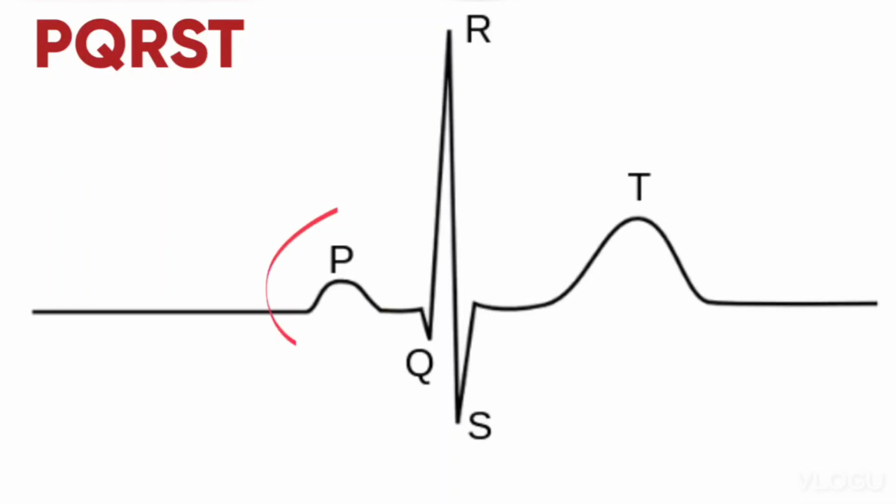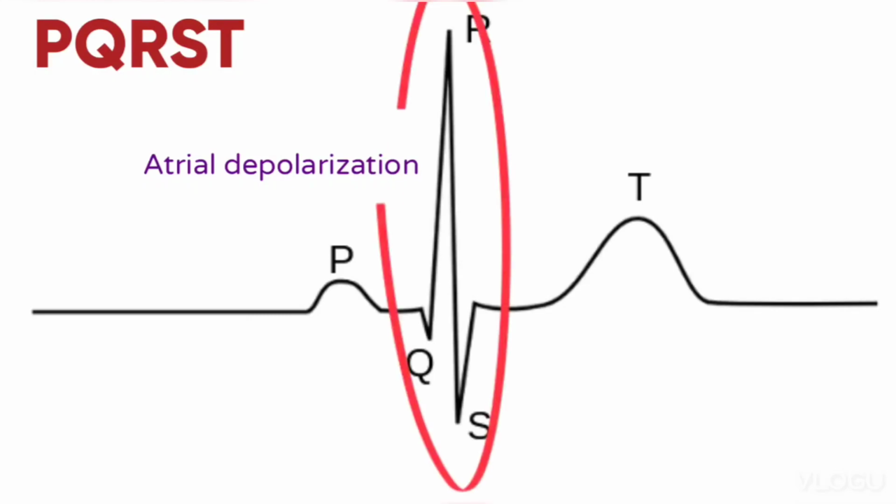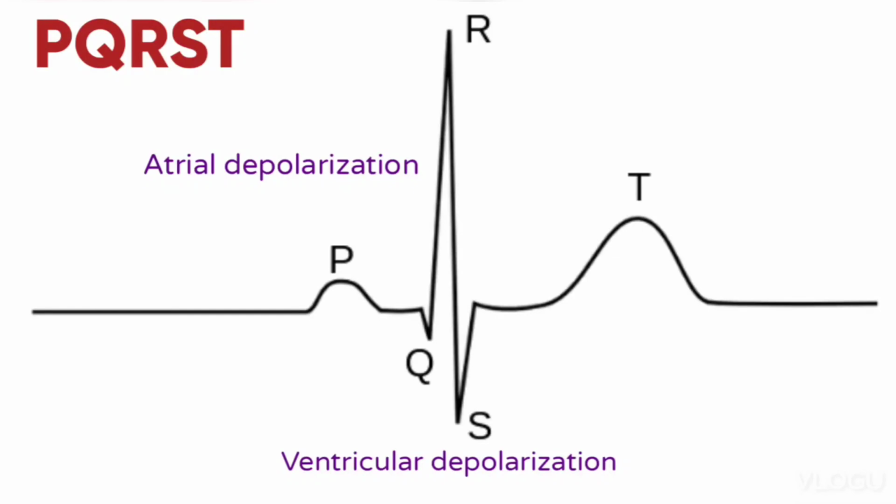The P wave represents atrial depolarization. During atrial depolarization, the two atria are contracting. Next up, the QRS complex. Now the QRS complex represents ventricular depolarization. During ventricular depolarization, the ventricles of the heart are contracting.